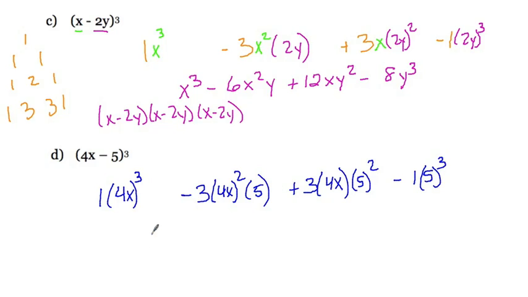And when we simplify, 4 cubed is 64. 3 times 16 times 5 would give us a total of 240x squared. That mess there goes to 300x. And 5 cubed would give us 125.